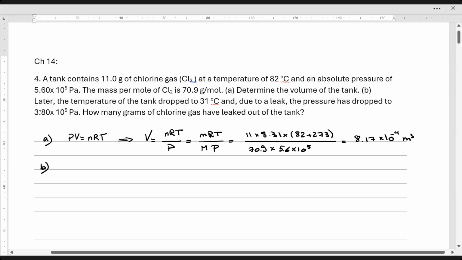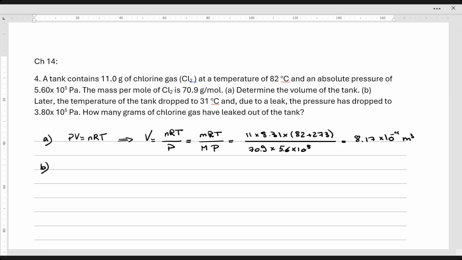In part B, we want to check what happens when the temperature of the tank drops to 31 degrees Celsius and a leak occurs, and the pressure then drops to 3.8 times 10 power 5 Pascal. We want to see how many grams of chlorine gas have leaked out of the tank.